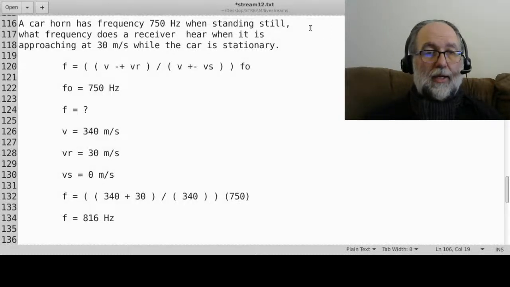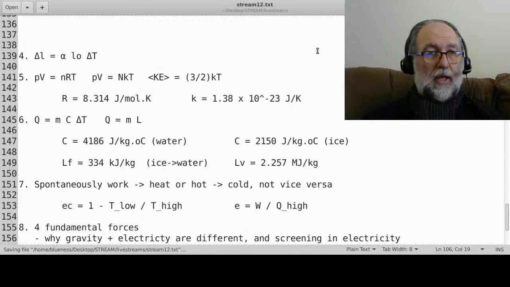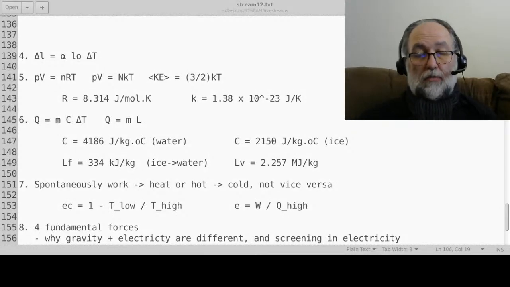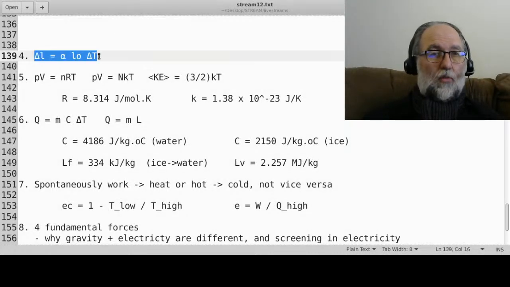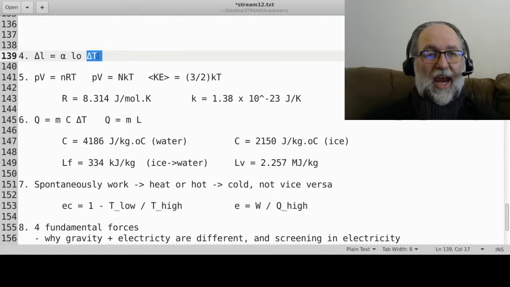All right, the next topic is thermodynamics. For thermodynamics, we had quite a bit. It was a longer topic, and we had first the thermal expansion formula, and here it is. What it basically says is that an object will expand if there's a temperature change. If there's a temperature change, that's going to lead to a corresponding expansion. The delta T is the change in temperature.